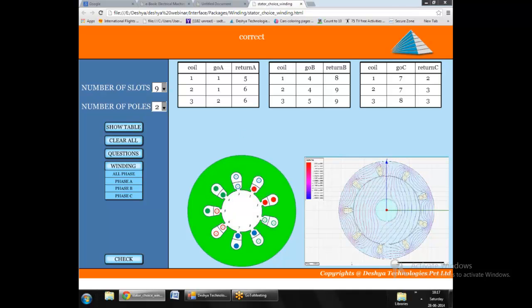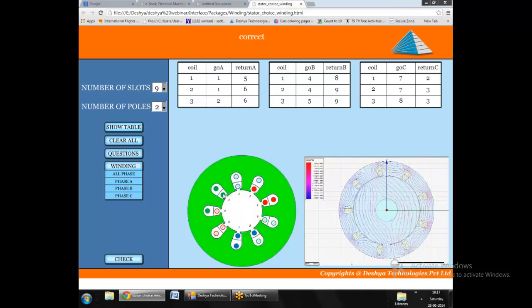So here we can see the first coil of phase A. It went inside slot 1 and came out at slot 5. So it went inside in slot 1 in and came out at slot 5 out. Same way, the second coil of phase A went in slot 1 and came out in slot number 6. And same way, the third coil of phase A went in slot number 2 and came out in slot number 6. Similarly, we can see how the winding is laid out for phase B and for phase C. So the green color indicates phase B and the blue color indicates phase C.